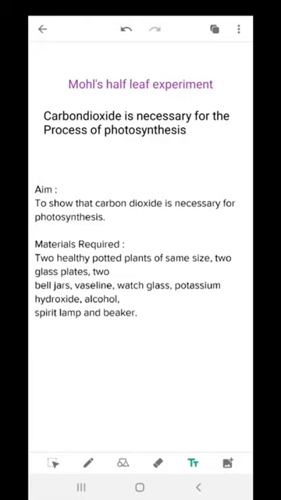What are the materials required here? 2 healthy potted plants of the same size, 2 glass plates, 2 bell jars, Vaseline or grease, watch glass, potassium hydroxide solution or pellets, KOH, alcohol, spirit lamp and beaker. Now coming to the procedure.